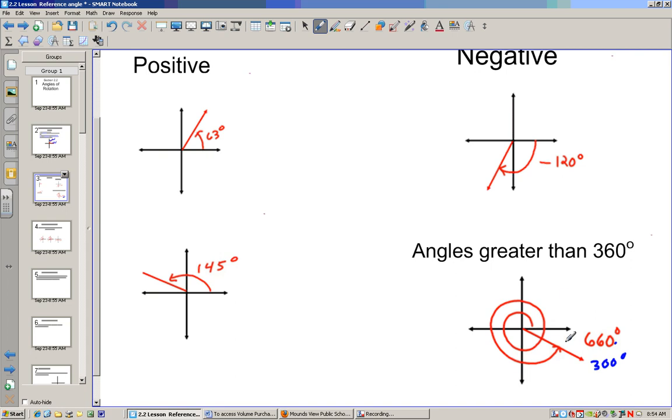Now you don't have to draw this spiral going around and around, because sometimes if we say like 1800, you don't want a mess of circles. We just want to know what direction 660 is going to go in.